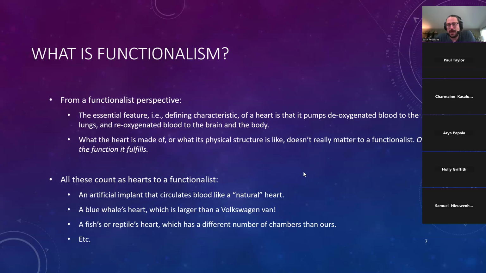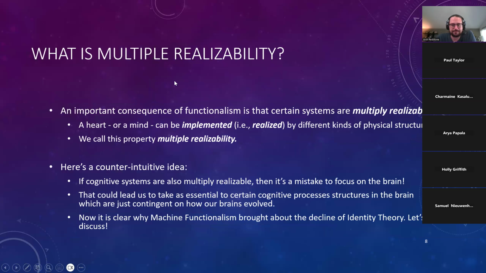So humans have four chambers in their hearts, right? We have the left atrium, left ventricle, right ventricle. Some fish or reptiles and amphibians have like two or three chambers. Still a heart. And this gets us back to the notion of multiple realizability. A heart can be implemented in many different ways with different physical substrates. A heart is multiply realizable.